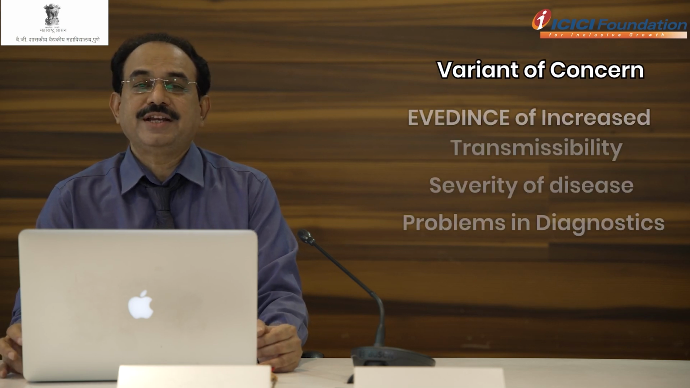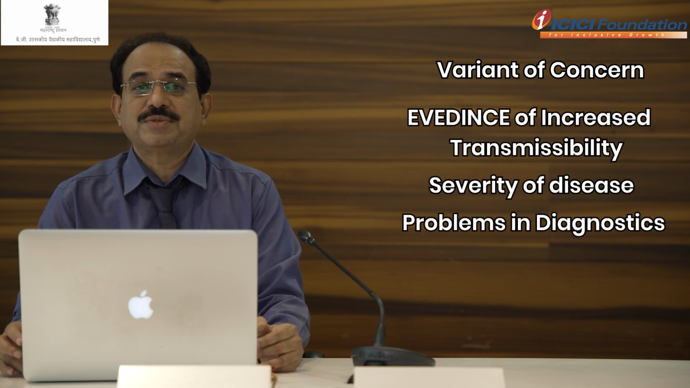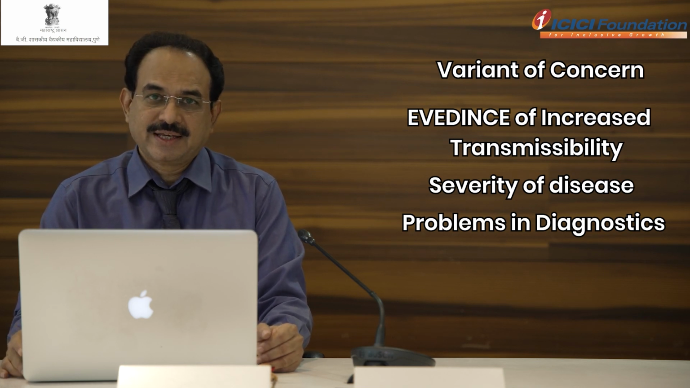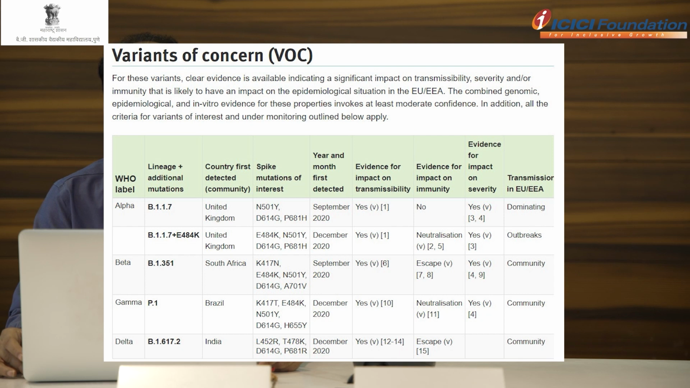On the other hand, if we have specific evidence of all these things, like increased transmissibility, increased severity of the disease, or problems in diagnostics, then we call this a variant of concern. For example, the strain which was found first in India, B.1.617. What is known about this is that it spreads faster, it's more transmissible, and therefore it is of concern.